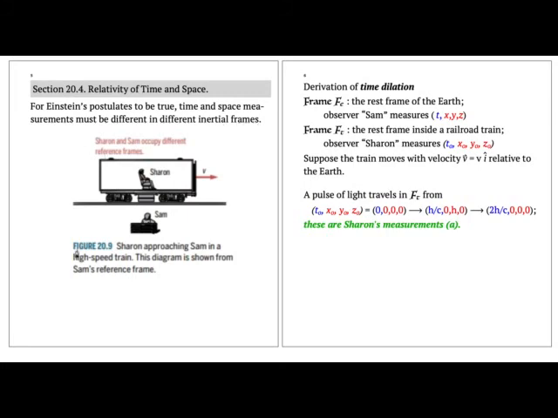So here's a picture from the book. This is figure 20.9. It shows two inertial frames and two observers. So Sharon and Sam occupy different reference frames. Sharon is in a train. Sam is sitting on a couch on the surface of the earth. Sharon is moving with velocity v along the train track. Let's call this the x direction. So Sharon and the train are moving in the x direction. And so Sam is sitting here at rest on the earth. He sees the train coming towards him, going past him, then going away from him. The train is moving relative to the earth.